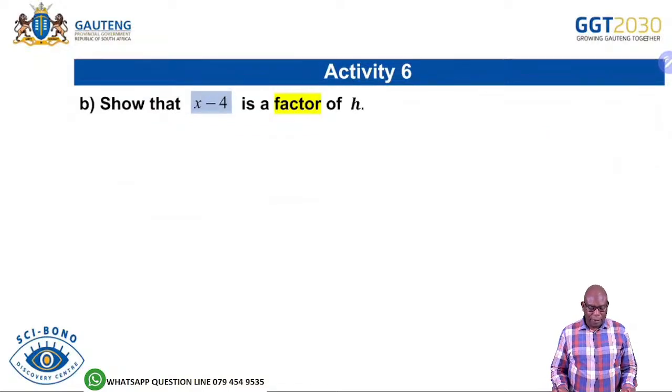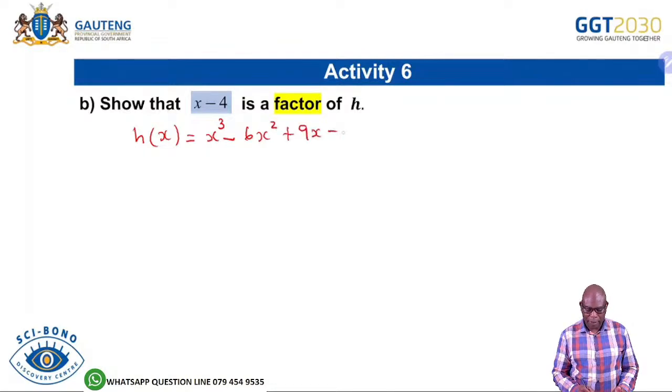Now, the next one says show that. Love this question. Show that x minus 4 is a factor. So what do you already know? That x minus 4 is a factor. They're telling you. They're just saying show it. So it means that there must be some working out to do. So remember it's an h graph. So my h graph there was x cubed minus 6x squared plus 9x minus 4.